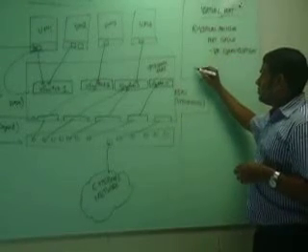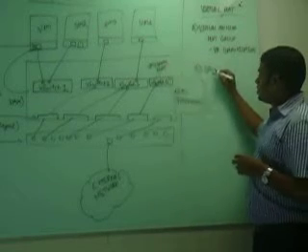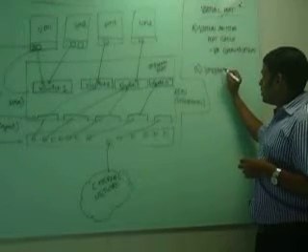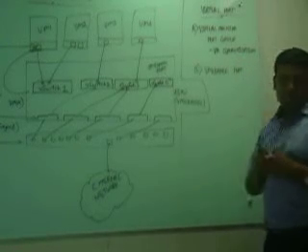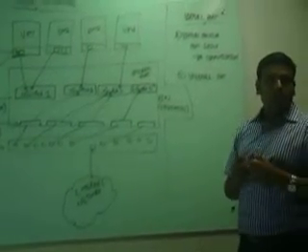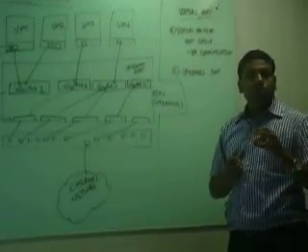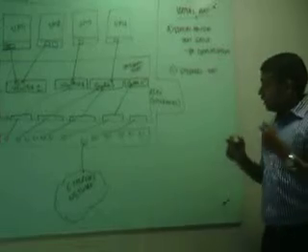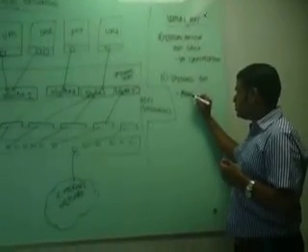The second type is called the VM kernel port type. Now the VM kernel port, unlike the virtual machine port group, is a multi-purpose port. It can be used for different reasons. One of the advantages is management, as we just discussed.